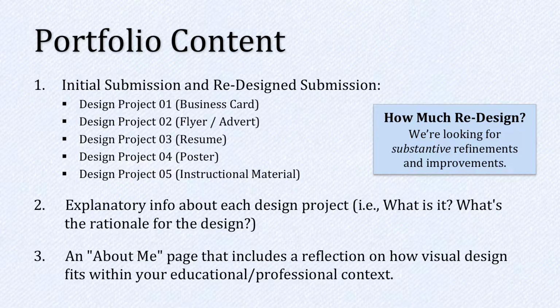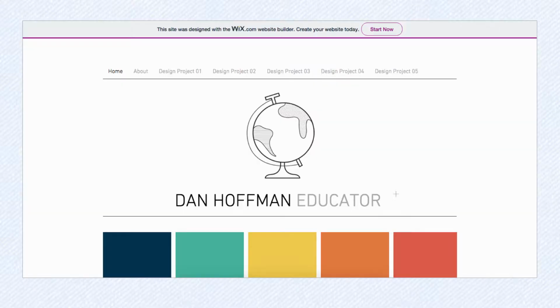So briefly, what we're going to cover in this tutorial is how to set up a portfolio in Wix. We see an example here. This is my landing page, Dan Hoffman Educator. You can see along the horizontal menu that I have a home page, which we're looking at here. There's an about page where I've put the about me information, and then I have one dedicated page for each of my 5 design projects.